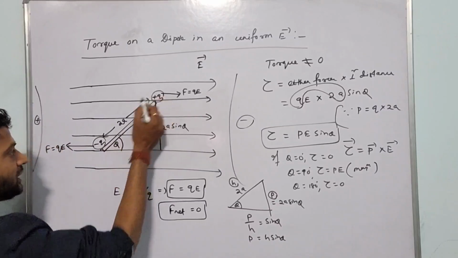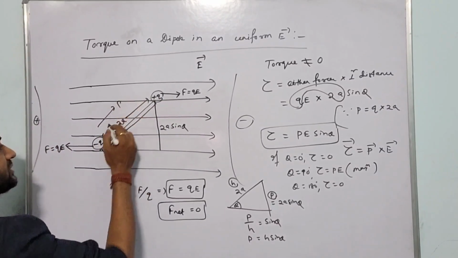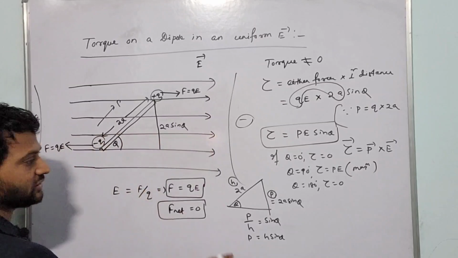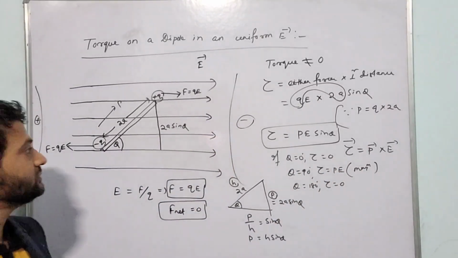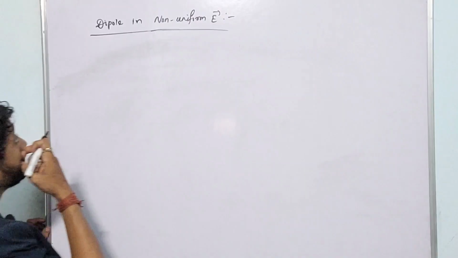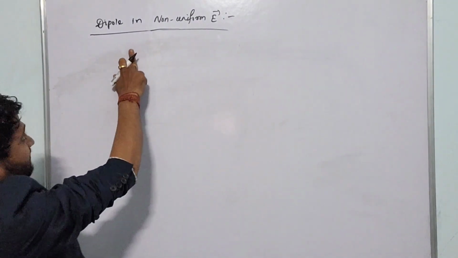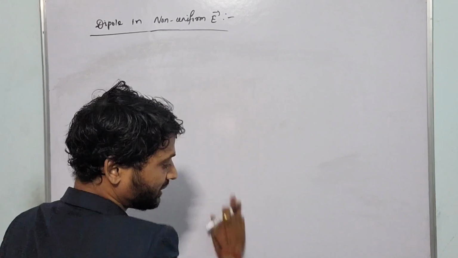Dipole moment का direction क्या है? From negative to positive. If P is perpendicular to the electric field, at that time we can get maximum torque. Is it clear? Okay.